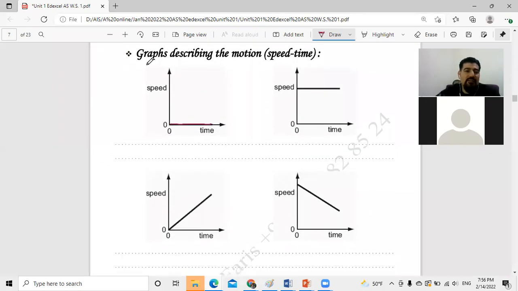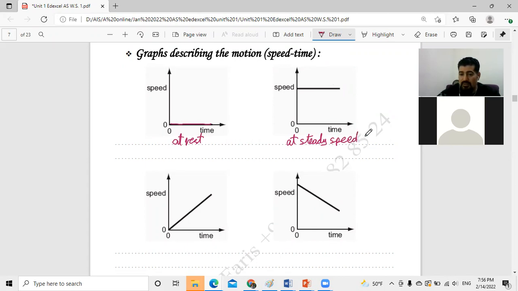Now, the first one is at rest. Exactly. It's stationary. There is no motion. It's a horizontal line with a speed of 0 and remains 0. So it's at rest. But the second one, it is at what? At steady speed. There is a speed with a value and it remains constant.